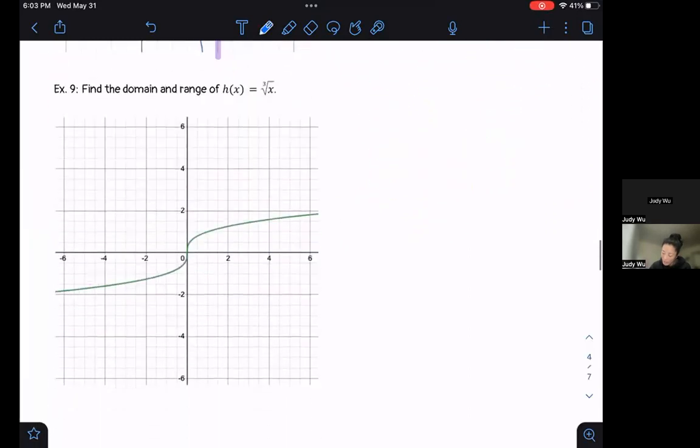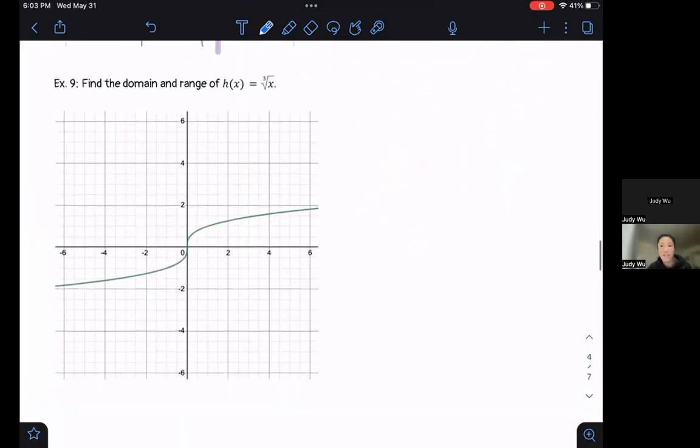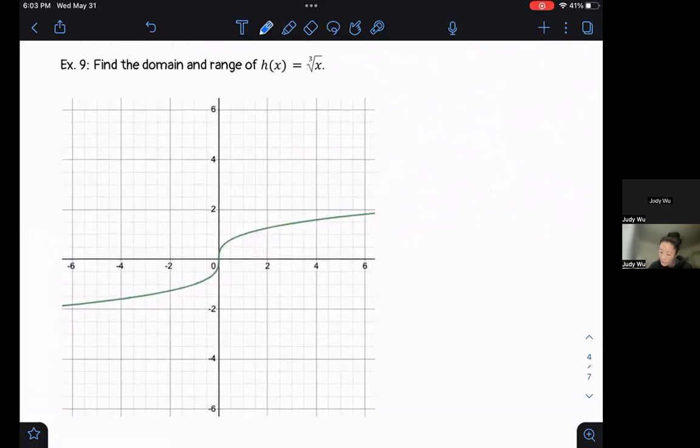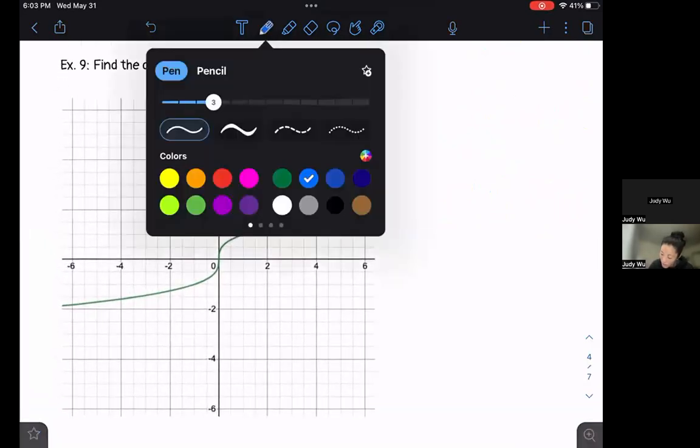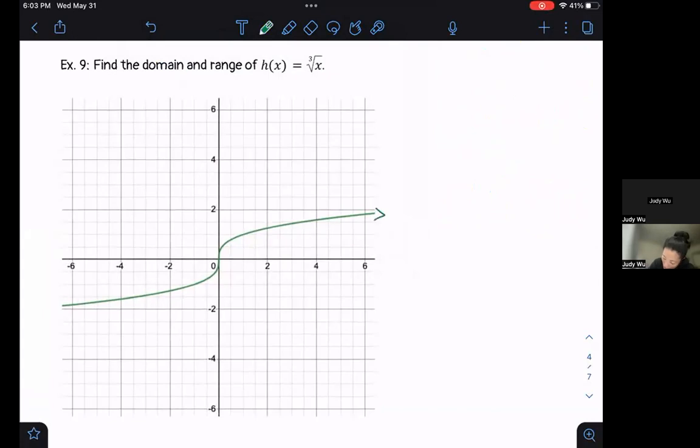All right. Last example here, let's take a look at example 9. We're going to find the domain and range of this function. And same thing, I will add those arrows onto the end just so that we know it goes in both directions forever and ever. If we're thinking about our domain, as we scan across, we've got a picture that keeps going in both directions. So we can say that is all real numbers, or from negative infinity to infinity.